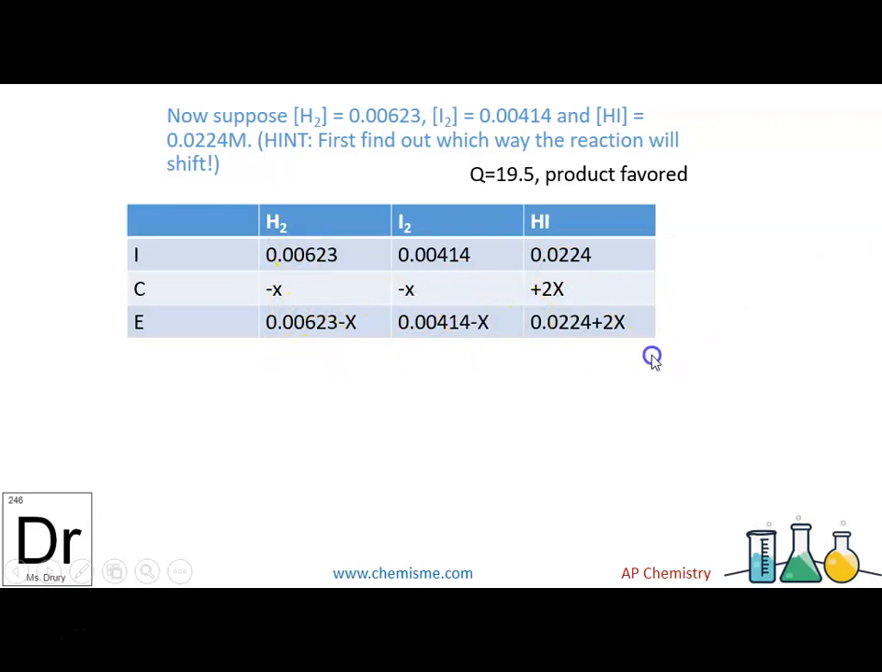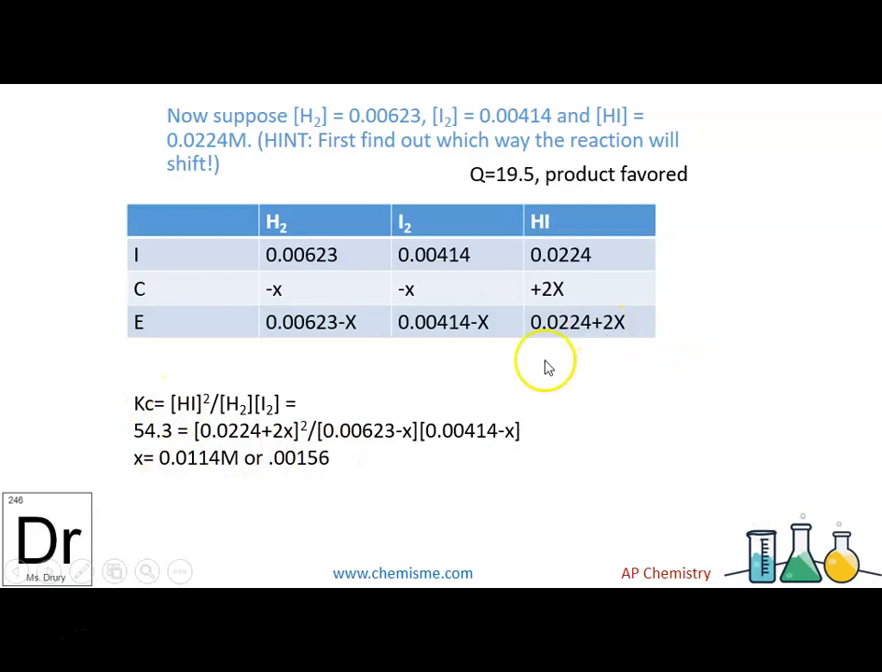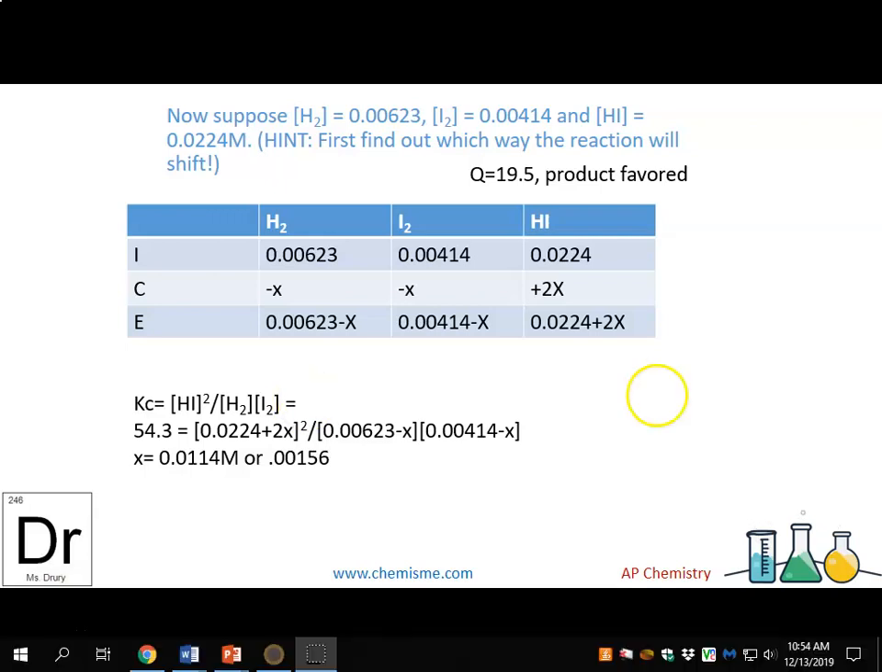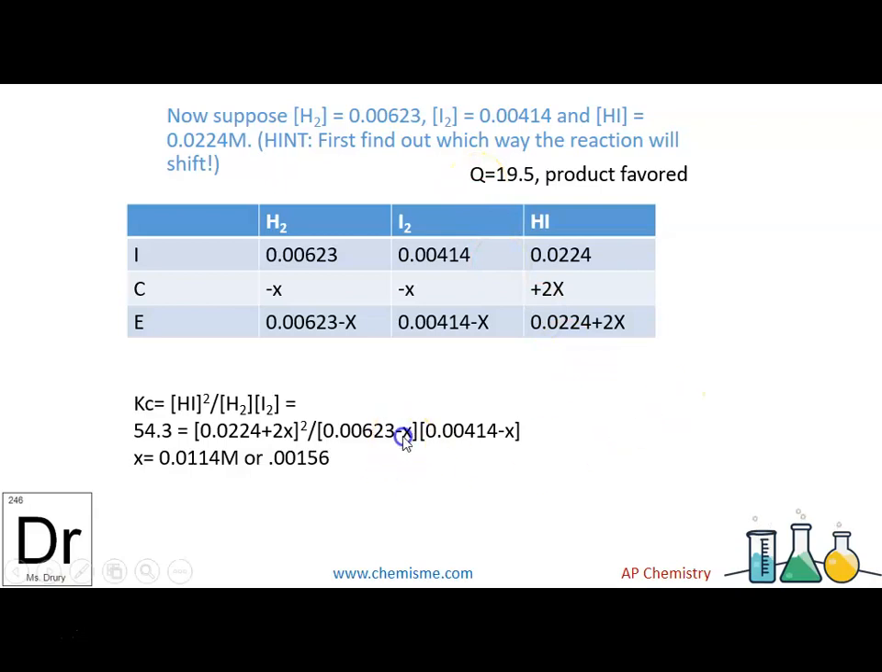We have harder numbers to work with, so you'll notice HI is squared, and the H and the I are different. So in this case, what we're going to have to do is a crazy FOIL and quadratic formula in order to solve it. Or, and I don't show this on here, but you can actually negate, like take out this minus x, because we know that the shift is not going to be that much. The Q is 19 right now, it only has to get to 54. So what we could do is cancel out these and then just cross multiply 54.3 by 0.0623 and 0.00414, subtract out the 0.0224, divide by 2 and square root. So it's a little easier than FOILing.